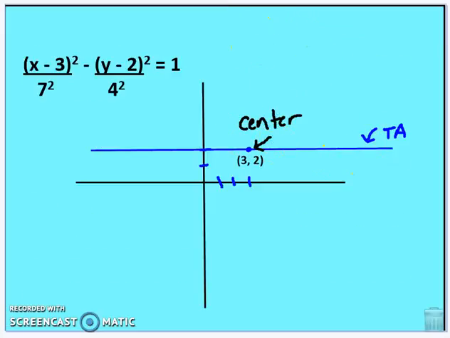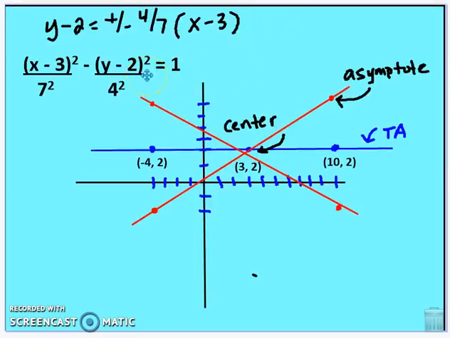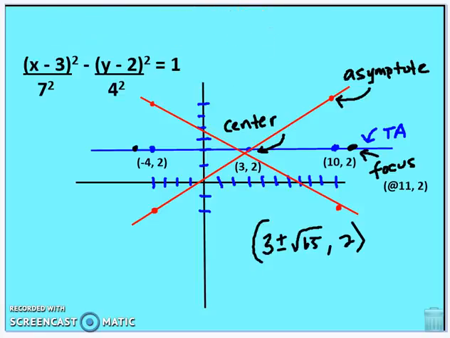Here's my transverse axis. All right, so now we're going to find the a, b, and c values. We said the a value is 7. So we're going to move 7 units to the right and 7 units to the left to find the coordinates for the vertices, negative 4, 2, and 10, 2. And we're going to find the equation for the b value. The b value is 4. So I know that in the case of a horizontal transverse axis, my slope is plus or minus 4 over 7. I use my point-slope formula. Y minus 2 is equal to plus or minus 4/7 times x minus 3. So those are my asymptotes.